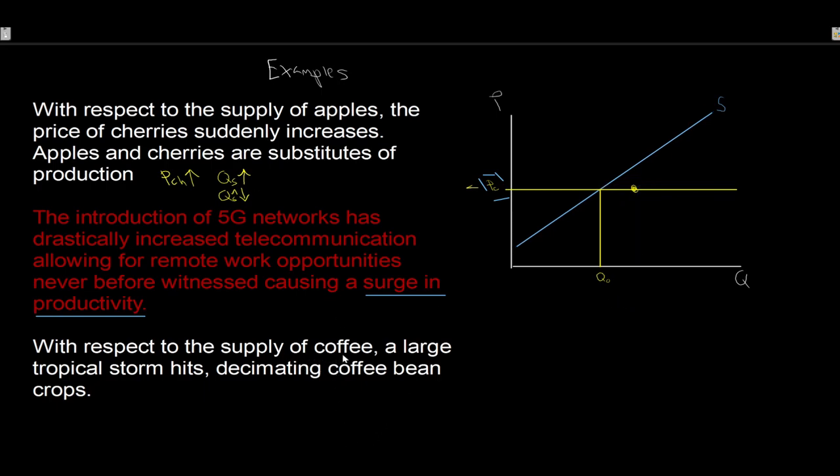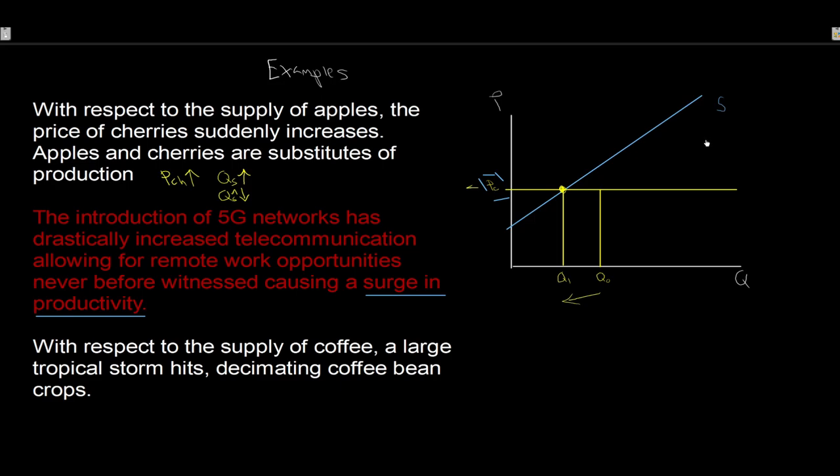With respect to the supply of coffee, a large tropical storm hits, decimating coffee bean crops. So here we have our supply of coffee, with our current price and the current quantity being produced. Without any change in the price of coffee, all of a sudden a tropical storm has hit and coffee crops are decimated. We are not able to produce as much as we once were. A whole bunch of our crops have been destroyed, so the amount we're able to produce has fallen. This price-quantity combination is now not on the existing line. That means our line has shifted to the left, so we would have our new supply curve.